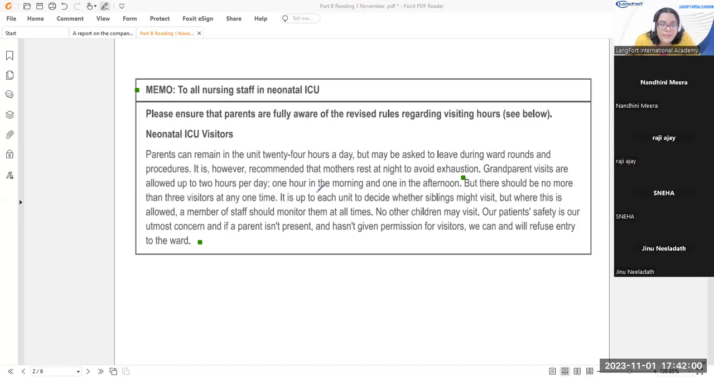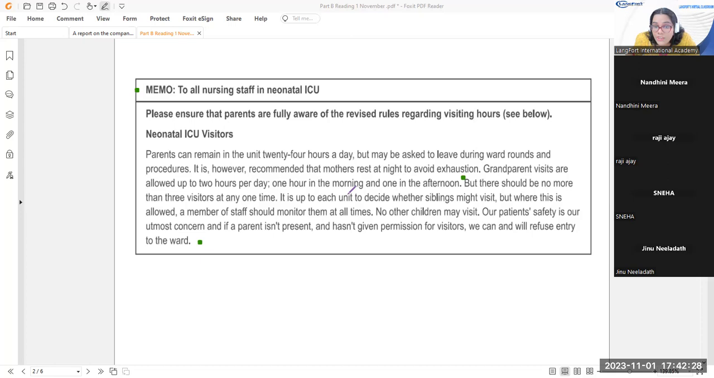So now they talked about how parents can be in the ward all the time, but they might be asked to leave when they're doing rounds or carrying out a procedure. Then they told that mothers are asked to rest at night in order to avoid exhaustion, and grandparents can visit a maximum of 2 hours a day, 1 hour in the morning, 1 hour in the afternoon. However, there should be no more than 3 visitors at any one time. So during the visiting hour, at one time only a maximum of three visitors are allowed.